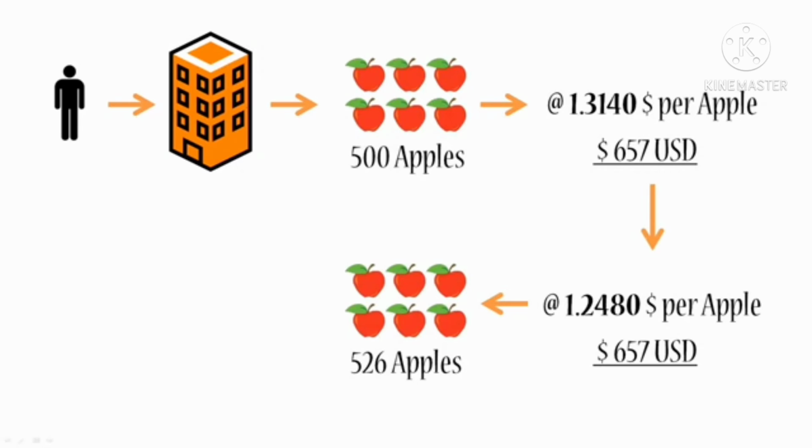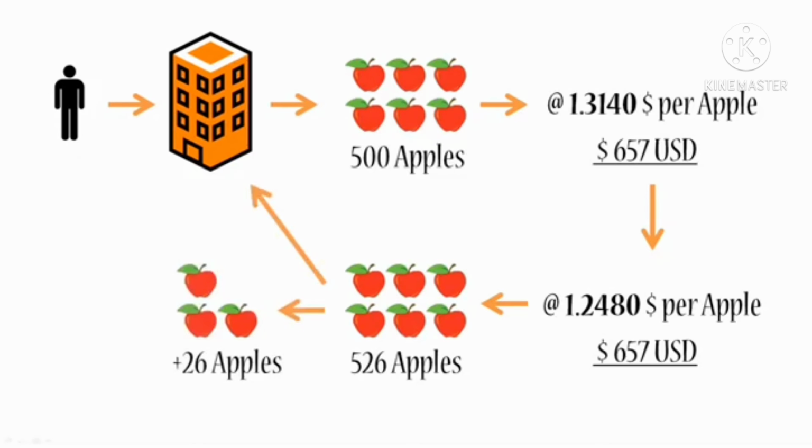526 apples. So as you remember, you still have to return 500 apples to your broker, and that's exactly what you do. You return 500 to the broker, and that means you still have 26 apples of profit in your hands. Because of this transaction, you're left with an extra 26 apples. And now what you do with these 26 apples is you convert them back into US dollars at the exchange rate at the time. And that basically means that now you have a profit of 32 US dollars.